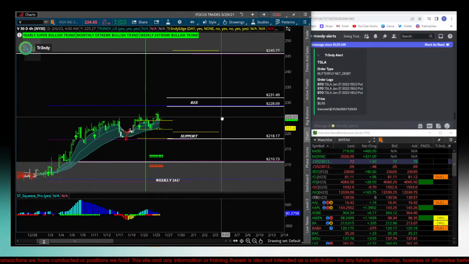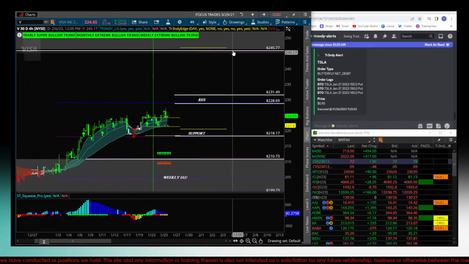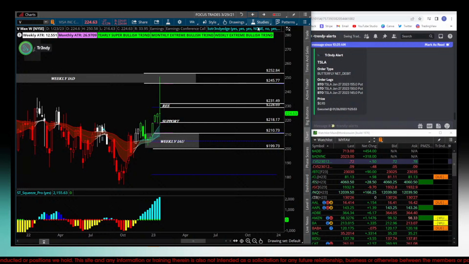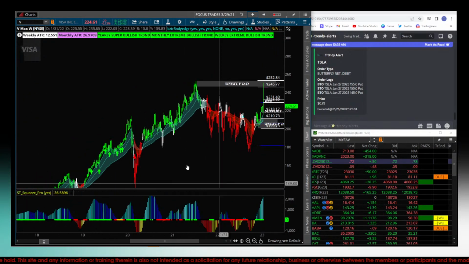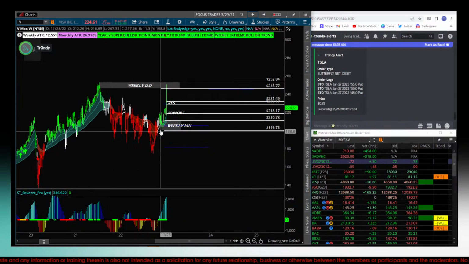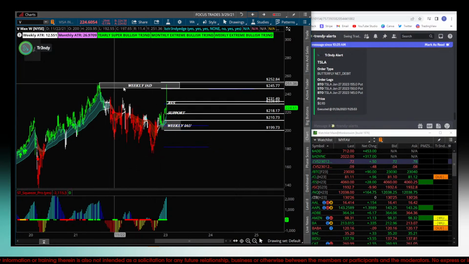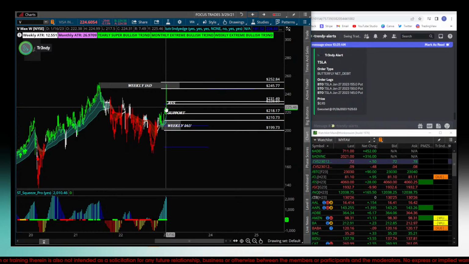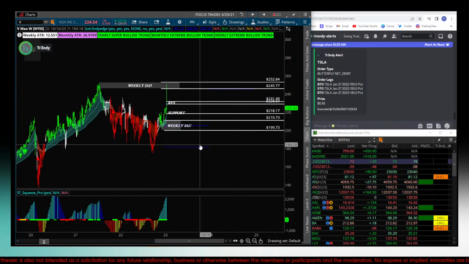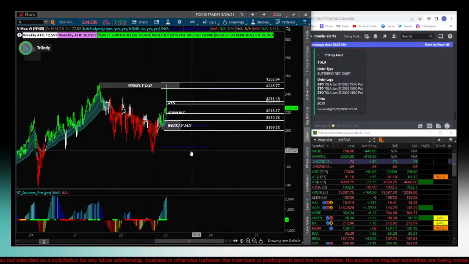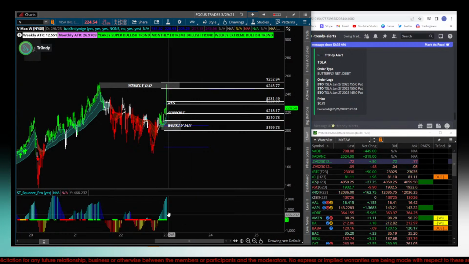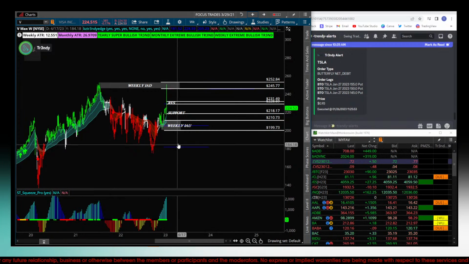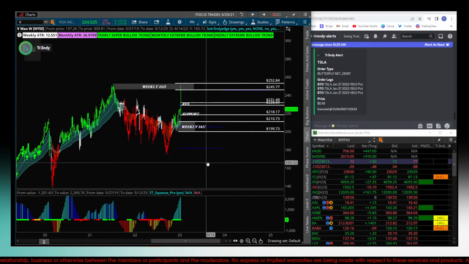On Visa, I'm a little torn. Again, if I come over here and look at the weekly, it's been in a channel for quite some time. It's making higher lows now, but it's just a sideways trend in my opinion. Just a sideways trend. When I'm looking at the histogram down here on the squeeze, we have plenty of bars to the upside. It feels like it's a little worn out.